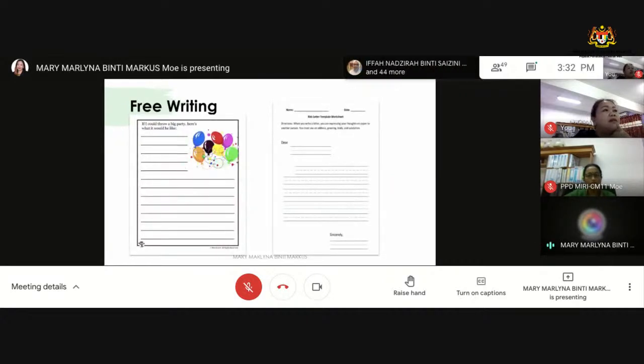For example, this one: if I could throw a big party here, what would it be like? So the pupils just write everything, so it will not be the same as their friends. Their story will be totally different from their friends.